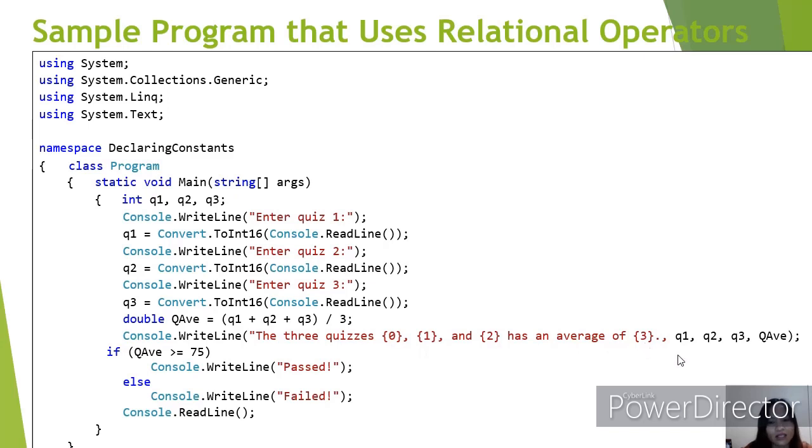And of course, the variables should be listed in the same sequence as you want them to be displayed. In this case, Q1, Q2, Q3, Qave. And then, this part allows you to display pass or fail. So, these are the relational operators. There, if the value of Qave is greater than or equal to 75, pass, else fail.